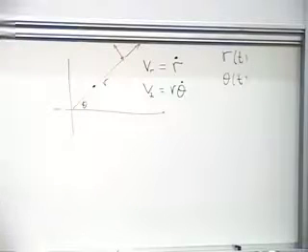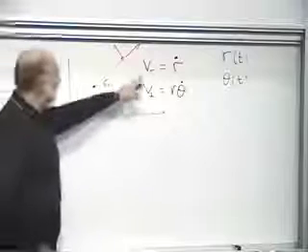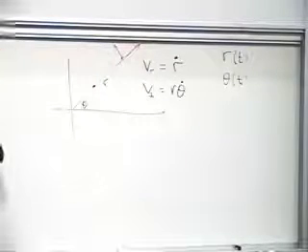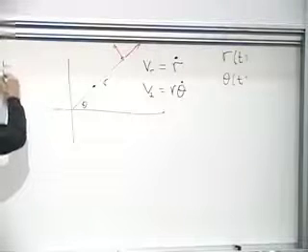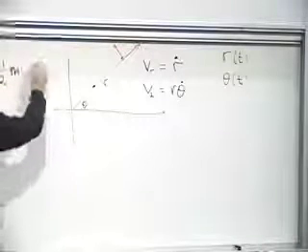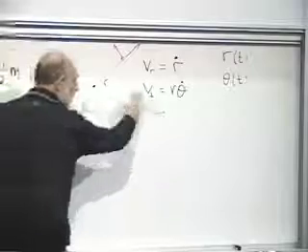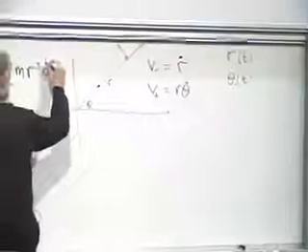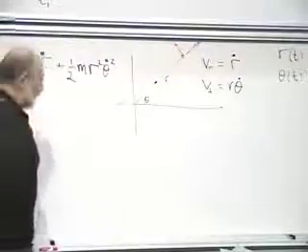And the kinetic energy is 1/2 m times the r component of the velocity squared, r dot squared, plus 1/2 m times v perpendicular squared, which is r squared theta dot squared. This is the kinetic energy.